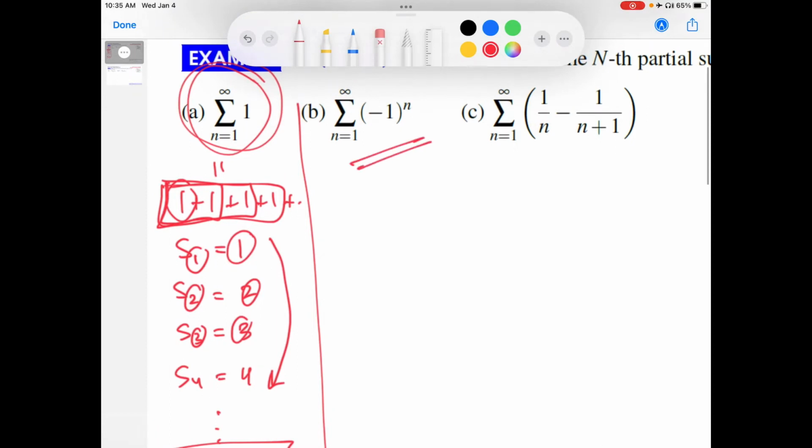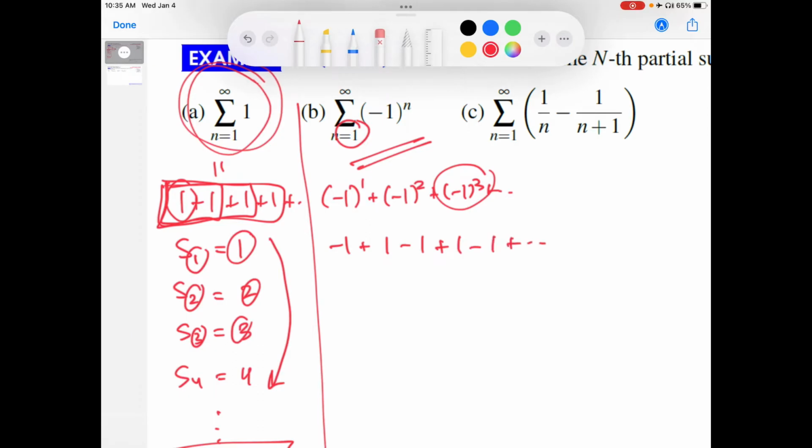Let's take a look at this one. So we'll do the same thing. We'll write out the terms in the sequence. N is starting at 1, so it's minus 1 to the first, minus 1 squared, minus 1 cubed, and so on. Simplifying a little bit, this is minus 1, plus 1, and this is minus 1, and then we can kind of see the alternating nature of this sequence.